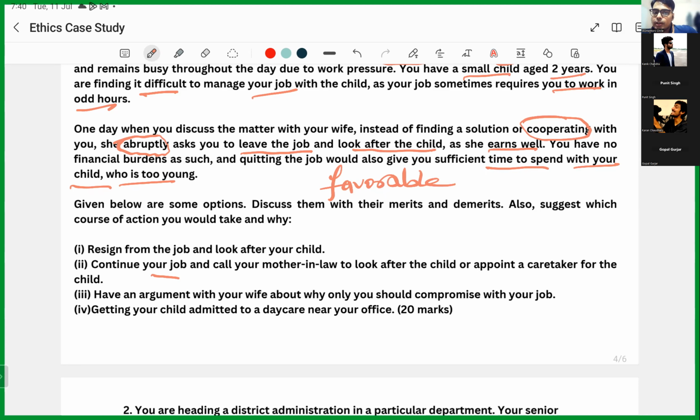Going to the next question. Have an argument with your wife. Why only you should compromise with the job? Okay, I will not choose this option as well. Unfavorable or not favorable, give any one reason. Okay? Have an argument with your wife. Why only you should compromise with your job?